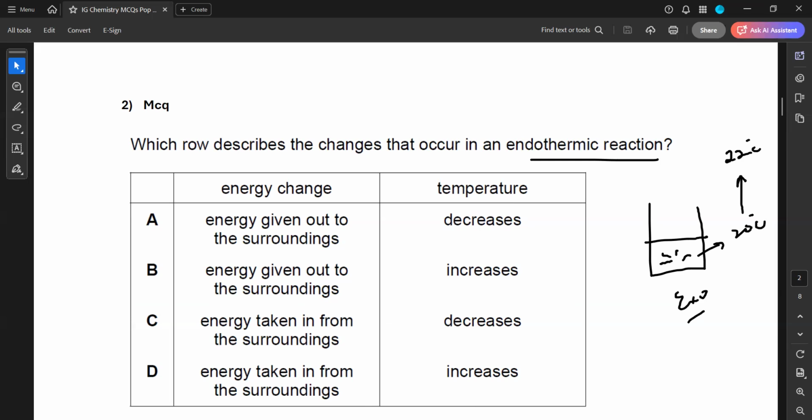In an endothermic reaction, what will happen? The reactant particles take energy from the surroundings. Let's say there's a container and the red dots are representing the reactant particles. So it is at 20 degrees. Now what will happen in an endothermic reaction? The reactant particles absorb energy. From where will they get energy? They get energy from their surrounding molecules. So as a result, what will happen to the temperature of the mixture or the surroundings? That will decrease. So in an endothermic reaction, the temperature will decrease, whereas in an exothermic reaction, the temperature will increase.